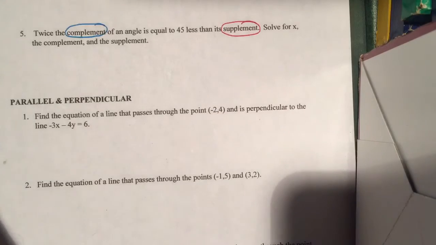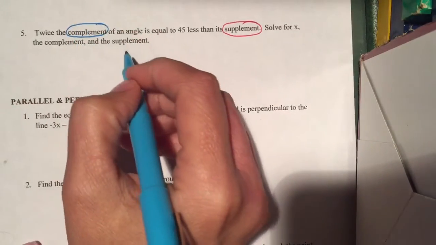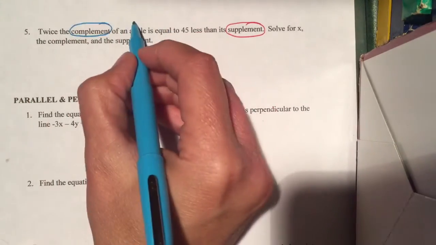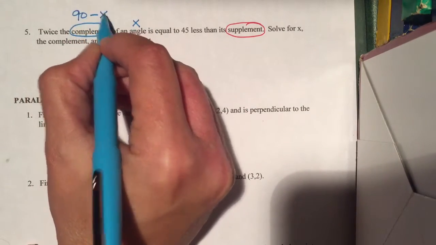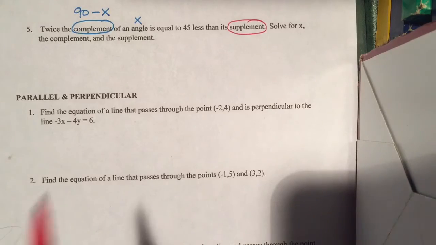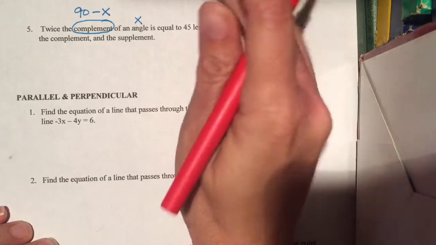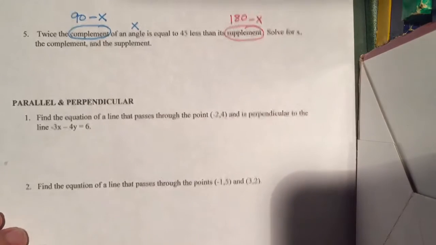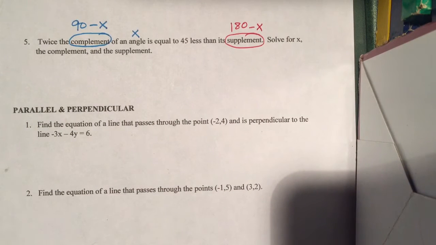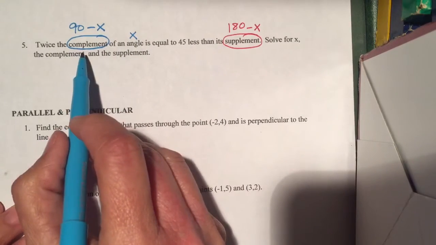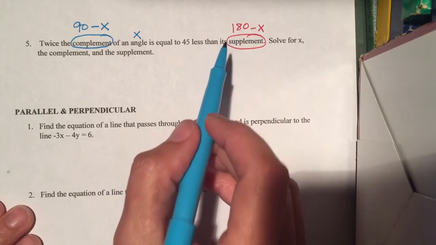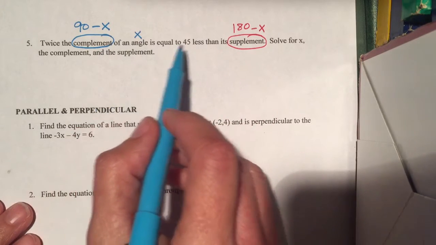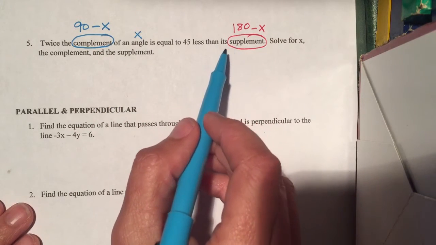So when you're looking at these two, anytime you have the complement of an angle, the angle itself is x, the complement is 90 minus x. And remember, the supplement is 180 minus x. So now I have these values, I can use this. It says twice the complement is equal to 45 less than its supplement.